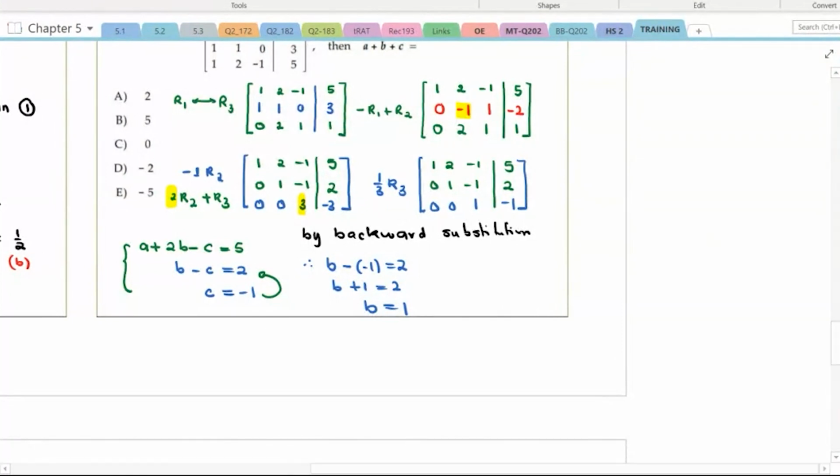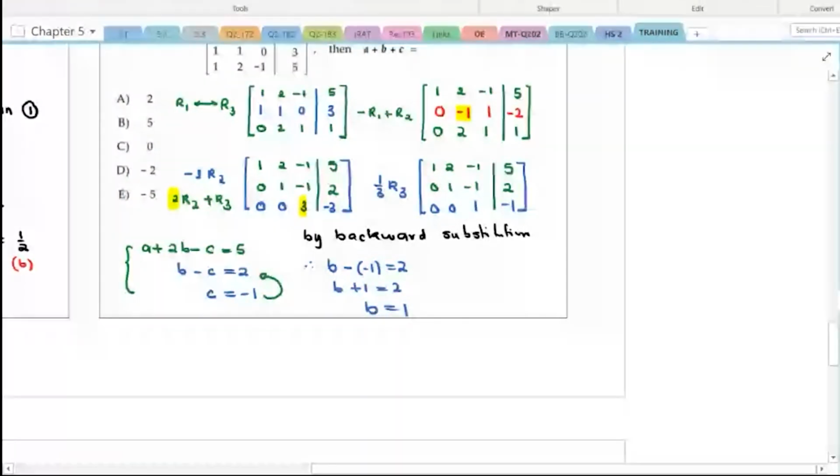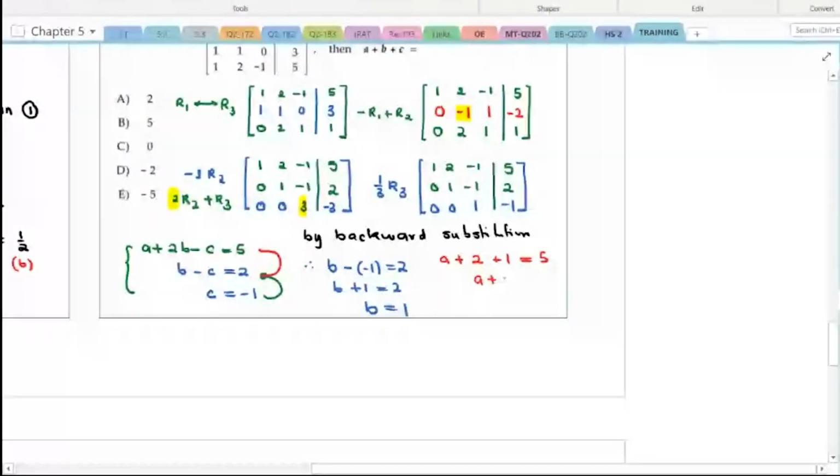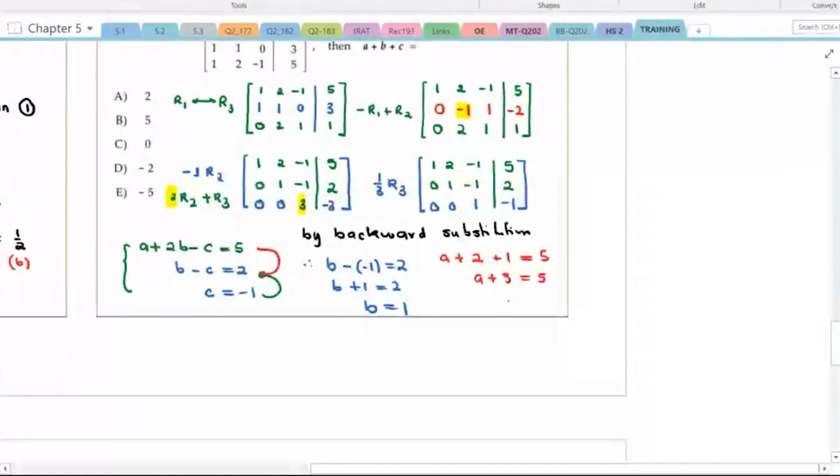Now, the results we get for b and c, we are going to put in the first one. So what do we have? We have a, gentlemen, plus 2b. And what is b? b is equal to 1. So we can say plus 2. Minus c. c is minus 1. So it is going to be plus 1, and that will be equal to 5. So we have a plus 3 is equal to 5, and that means a shall be equal to 2.